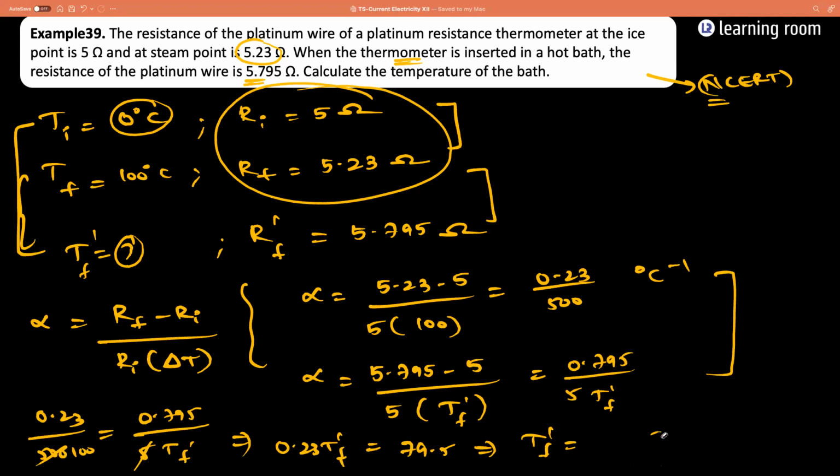Sir, we can also take TF and TF dash for alpha in the second case. You can do it. It's your wish, but I didn't take it because that 100 will disturb me. Okay, sir.